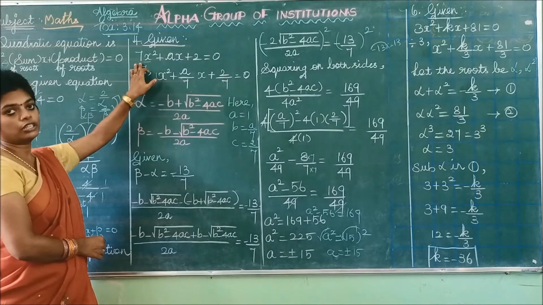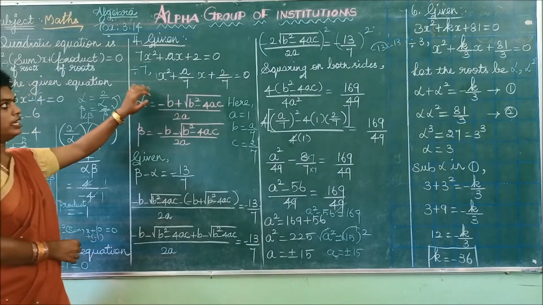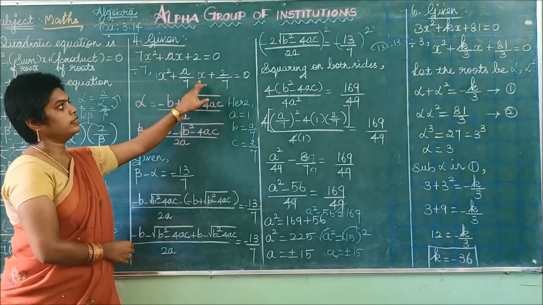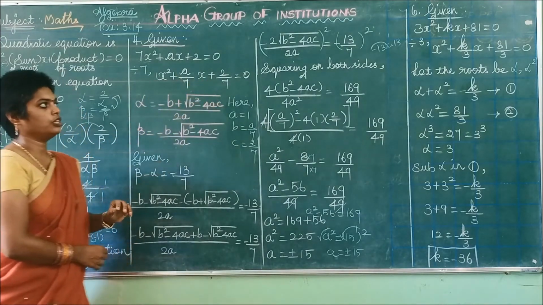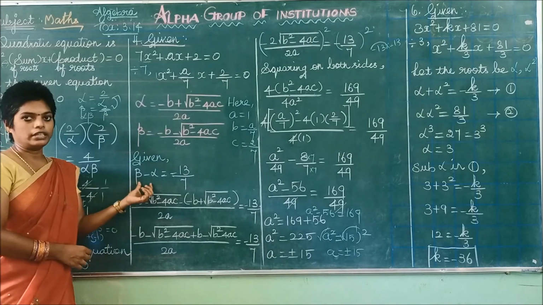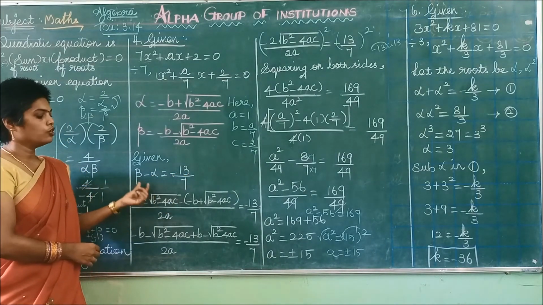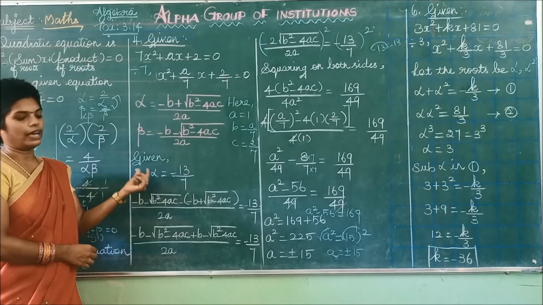Changing this coefficient into 1, you have to divide throughout the equation with 7. So x square plus a by 7 into x plus 2 by 7, which is equal to 0. They given one condition, beta minus alpha, which is equal to minus 13 by 7. So you need the value for beta and alpha.